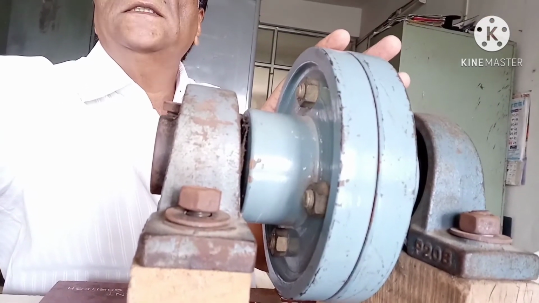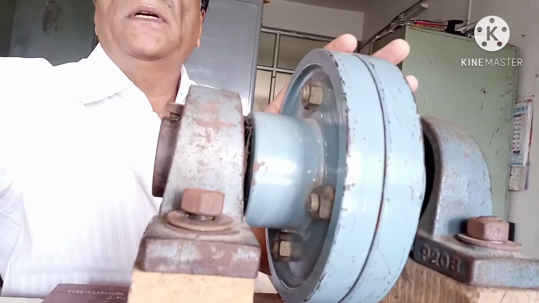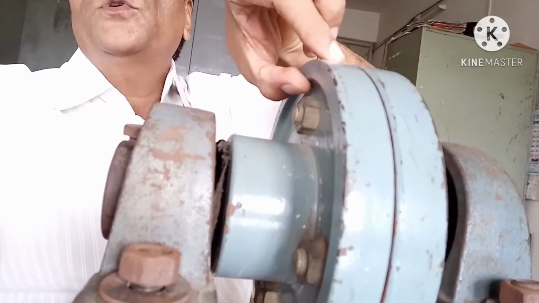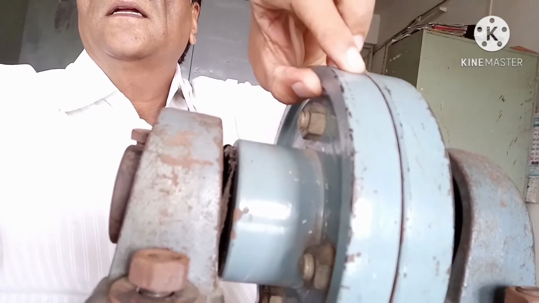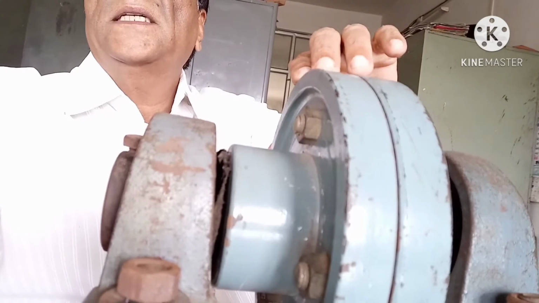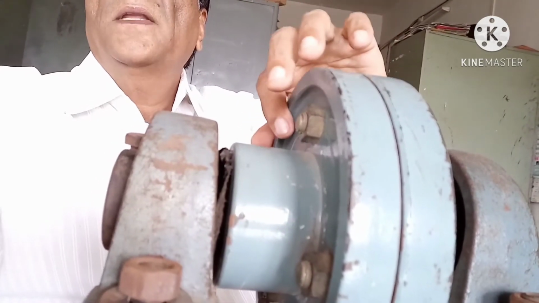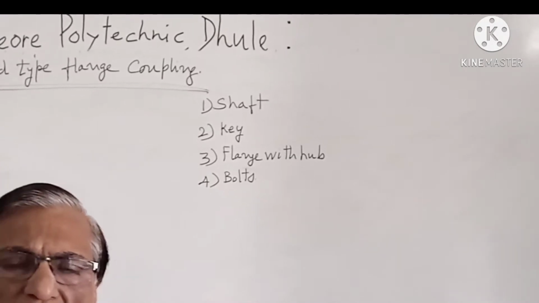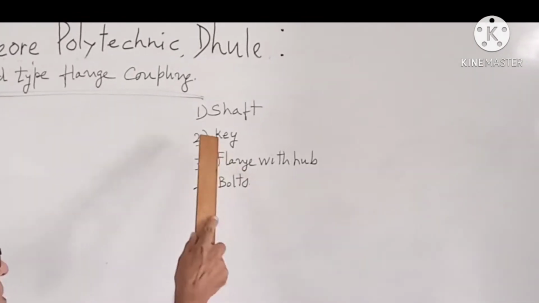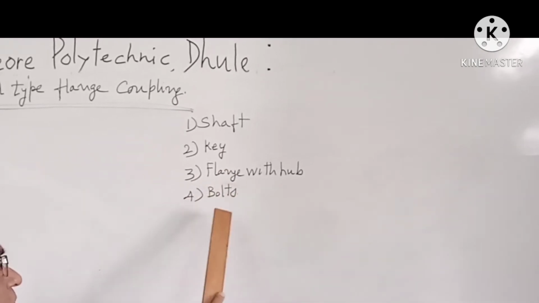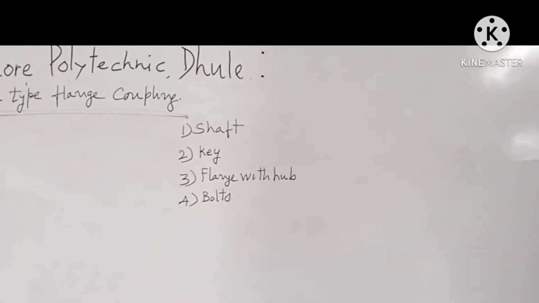This is known as protective type flange coupling because protection is given here. This projected portion is there. This protection is given, so during rotation, this avoids the accident. Now flange coupling consists of shaft, key, flange with hub and bolts.